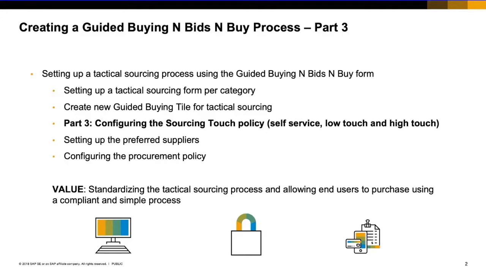In the first two parts we discussed how to set up your tactical sourcing forms for different categories and then linking them to a new guided buying tile. In part 3 we'll be discussing how to configure the sourcing touch policies.